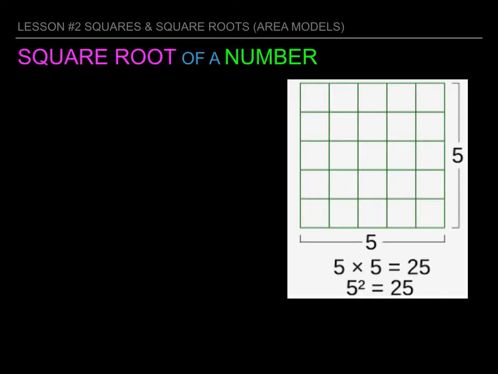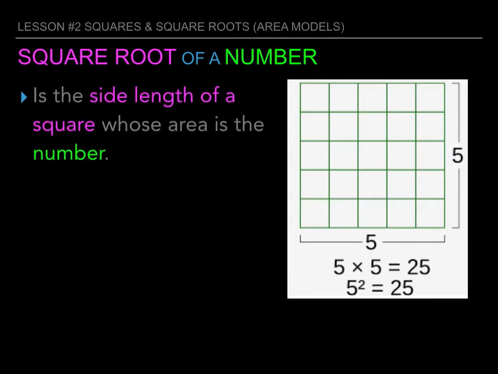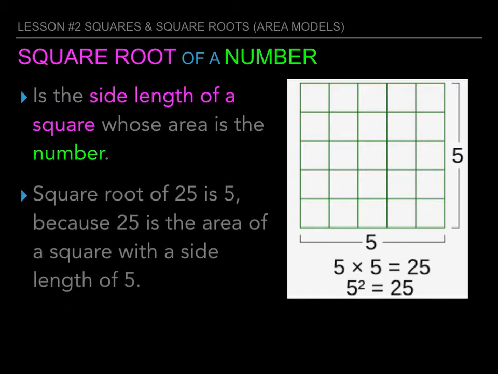If you're being asked to find the square root of a number, then you're trying to find the side length of a square whose area is the number. So the square root of 25 is 5 because 25 is the area of a square with a side length of 5. So the square of a number is talking about area, and the square root of a number is talking about the side length of a square. So the square root of 25 is 5.